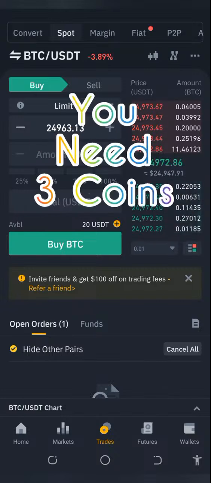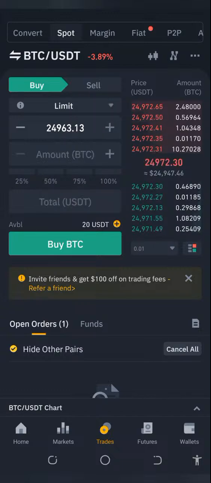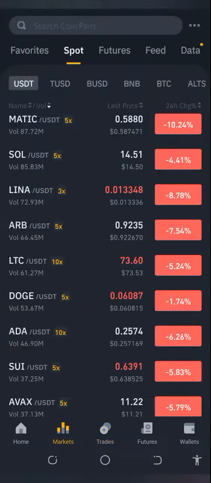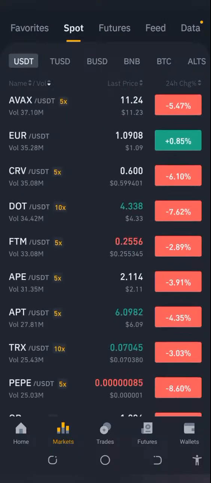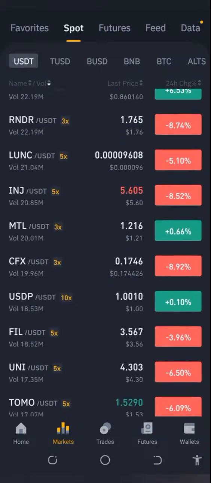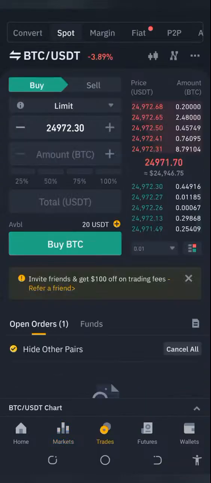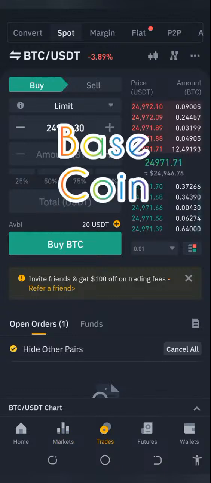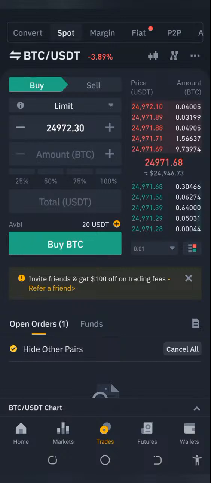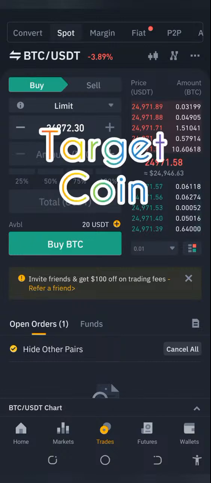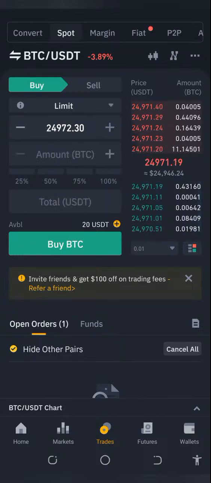First off, you need 3 coins. Look at this. We've gone to the coin section, and you can see there are so many coins here. You need to pick one. Of course, in our income strategies course, we show you how to pick the right one based on different parameters. Now, when you pick the coin that you want to use, we're going to have 3 coins. First, you need your base coin. Second, your target coin. And third, your profit coin.